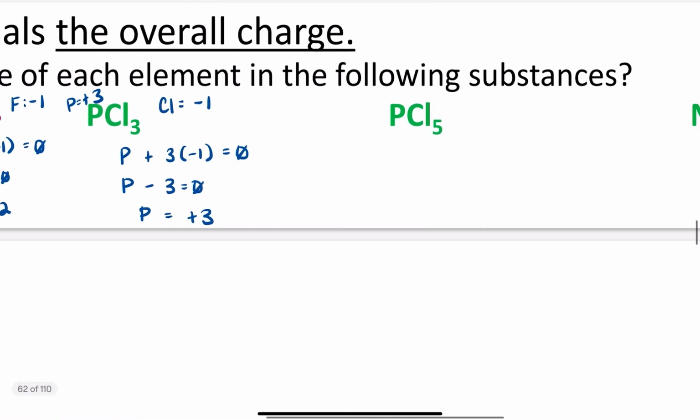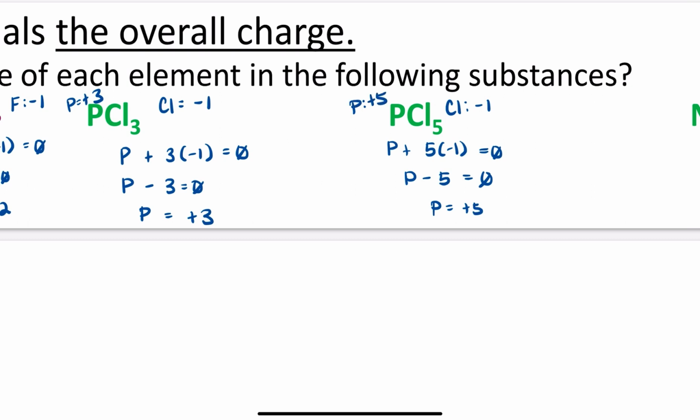Same logic to apply to PCl5. Phosphorus plus 5 times a -1 equals 0, because again, chlorine is going to get its way, -1 charge. Phosphorus minus 5 equals 0. Phosphorus must be a +5 charge. So notice, depending on what the phosphorus is in, it could be a +3 or a +5 charge.